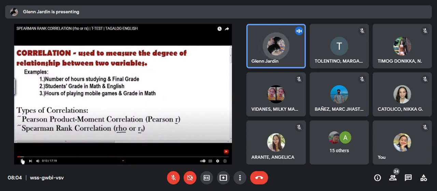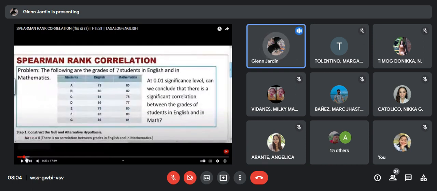Okay, sabi nga rito, this is the second one, Spearman rank correlation. Yung symbol na that is called as Spearman rho or RS, R sub S. Yung tawag na dyan. Okay? So, sa manner ng computing, ito kasi yung problem given. Pakibasa yung problem given tsaka yung data.